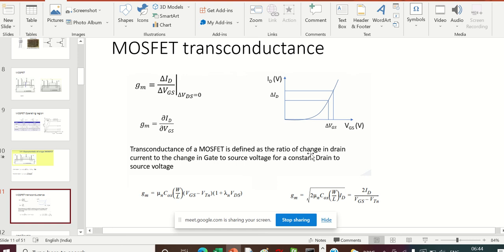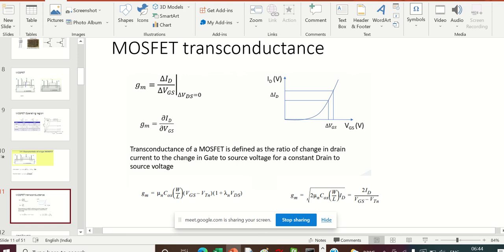Okay, transconductance is defined as the ratio of change in drain current to the change in gate to source voltage for a constant drain source voltage. Okay, and this is that graph. We can also see this graph. Let us see how to observe this graph.